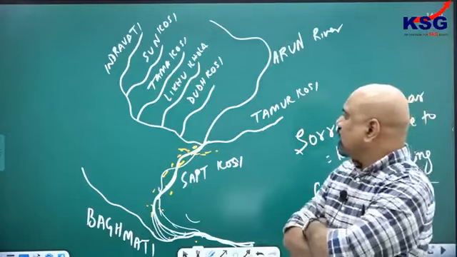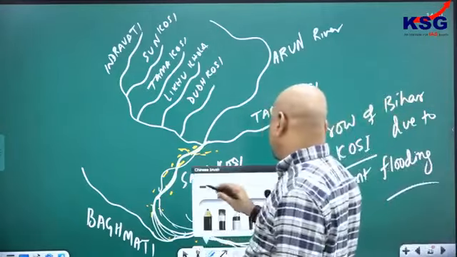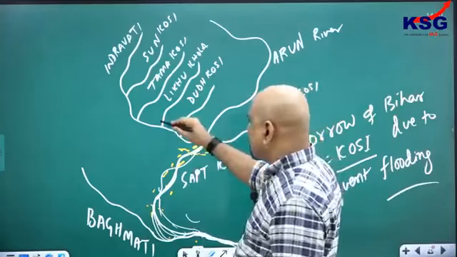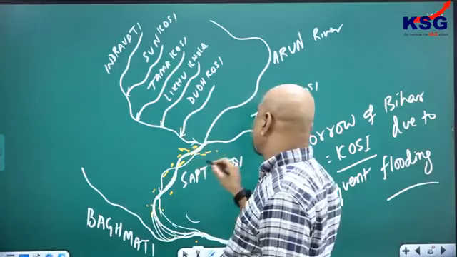I hope you got it now. This is the river here. These rivers are draining in this way. ये रिवर सब ऐसे ड्रेन कर रही हैं. And this is finally draining here.